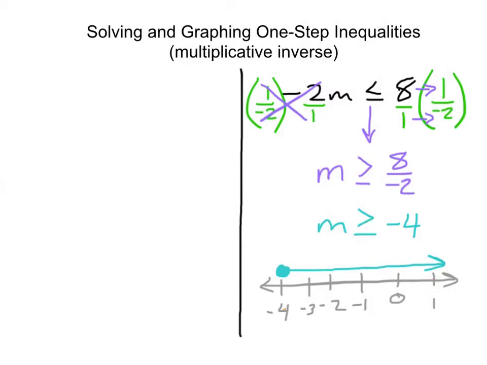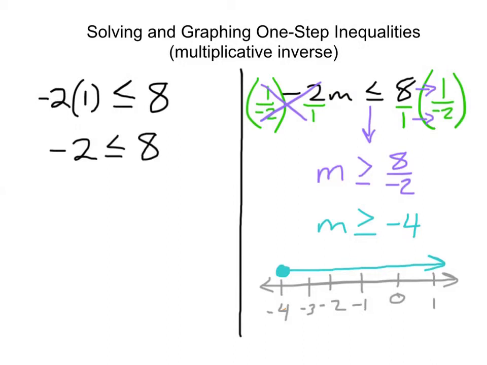So I'm going to take my +1 and put that back into my original inequality. Let's go ahead and do that. We're going to have -2, and instead of m, I'm going to substitute in my value of +1, is less than or equal to 8. If I solve this, I get -2 is less than or equal to 8, which of course works.